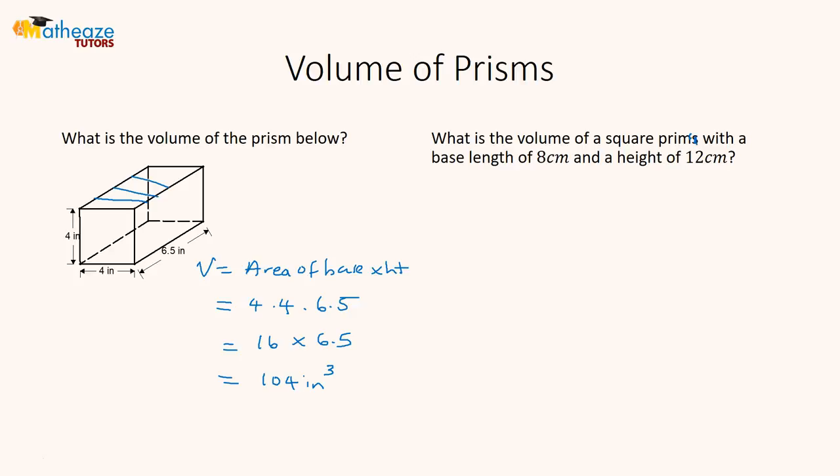What is the volume of a square prism with a base length of 8 and a height of 12? So volume is area of base times height. The area of base is 8 times 8. The height is 12. 8 times 8 is 64, and then you multiply by 12. If you multiply 64 by 12, you will get 768, and then we have cubic centimeters.